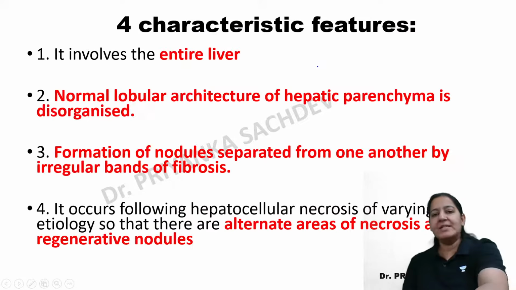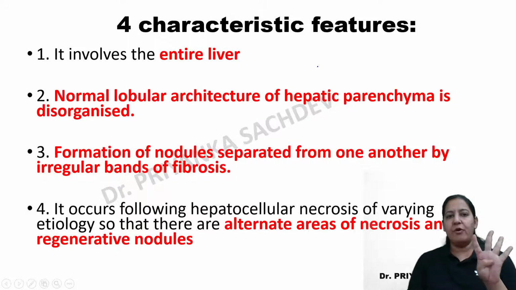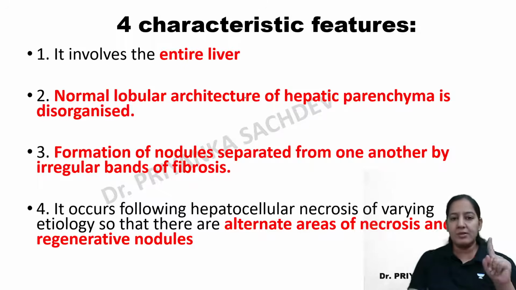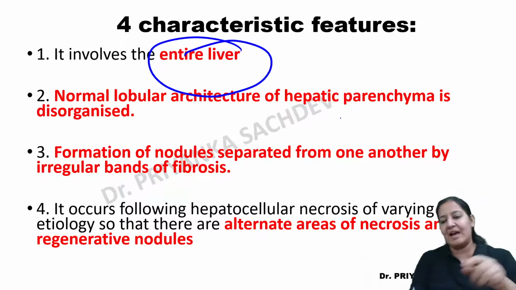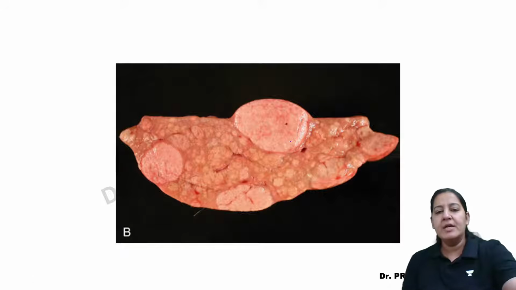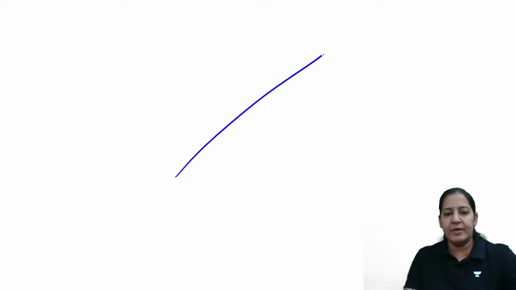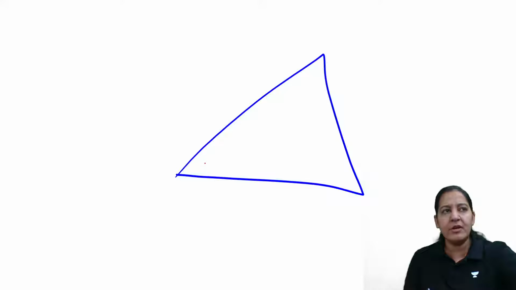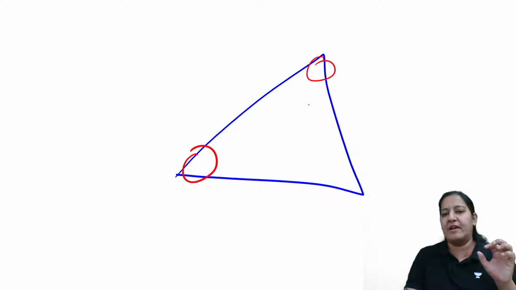We define cirrhosis under 4 points. These are the 4 points which define cirrhosis. Cirrhosis is a disease which involves the entire liver. It is not a disease which involves one portion of the liver. Just suppose this is the diagram of the liver. It is not a disease involving any one portion of the liver.